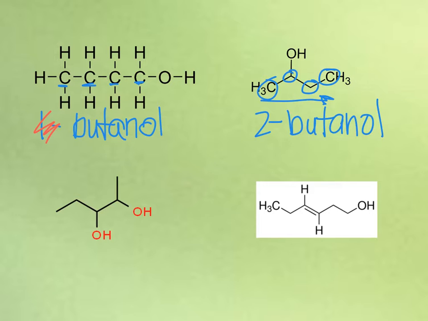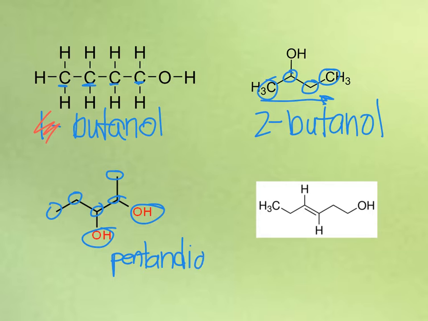Looking at this lower one down here, again, 1, 2, 3, 4, 5 is my longest structure, so this would be a pentane base. So it's pentanol, but there's 2 OHs, so I'm going to go with pentadiol, and I need to number it then. So I'm going to number in this direction. This is 1, 2, so there's a 2,3-pentadiol.